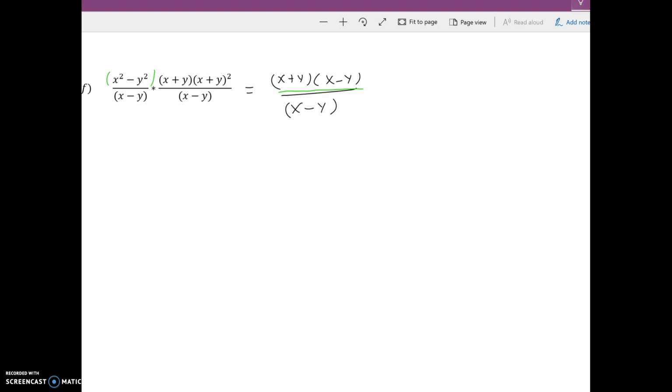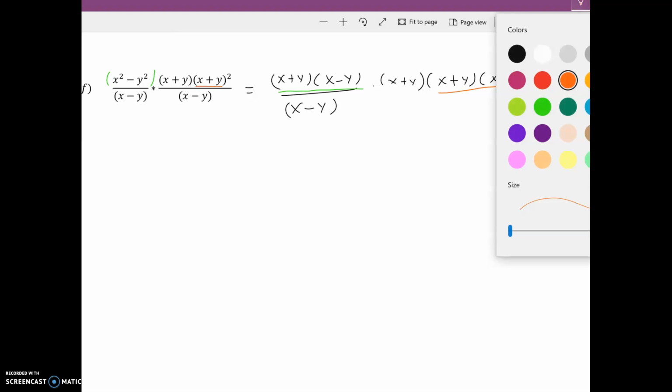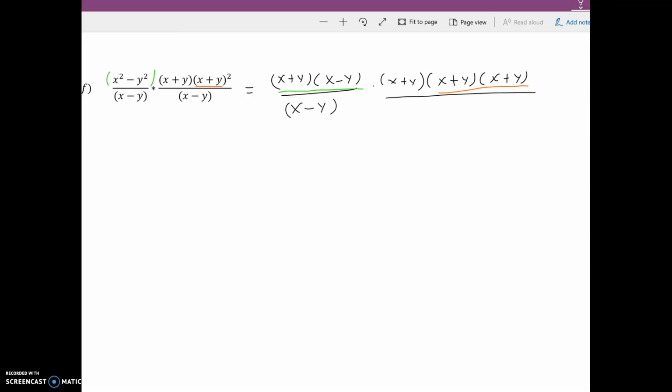And then on the top, we're looking at simply x plus y times x plus y and x plus y. These two x plus y represent the x plus y. And then don't forget about the value in the denominator of the first fraction, which is an x minus y.